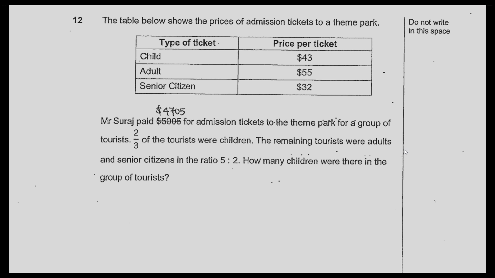Mr. Suraj paid $4,705 for admission tickets for a group of tourists. 2/3 of the tourists were children, the remaining were adults and senior citizens in a ratio of 5:2. How many children were there?